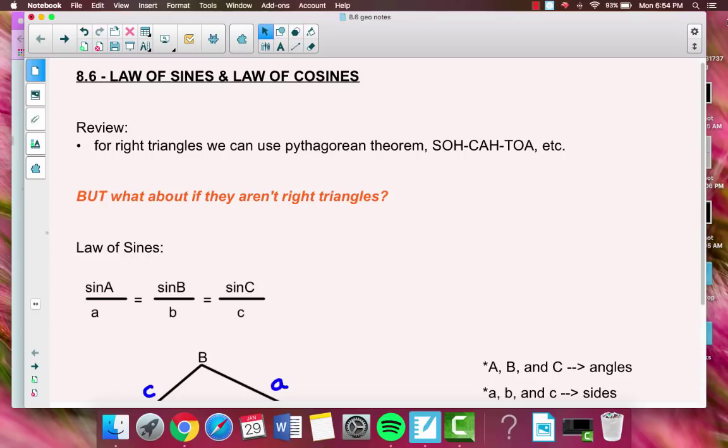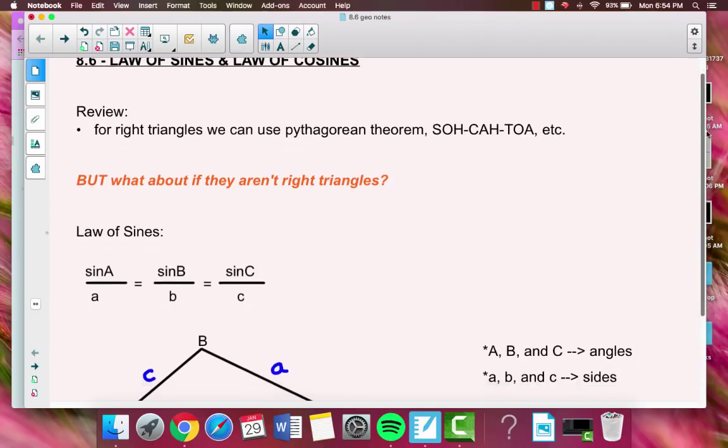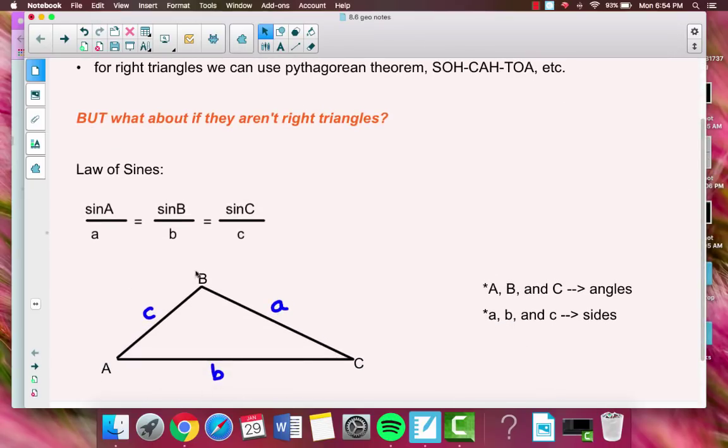So the law of sines I have written here. Notice that I have a non-right triangle picture below, and the law of sines is simply just a bunch of fractions set equal to each other. So basically it's just proportions. You'd have the sine of A over little a equals sine of B over little b, and then sine of C over little c.